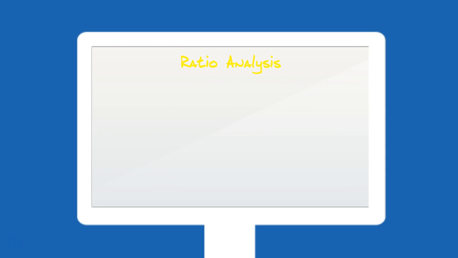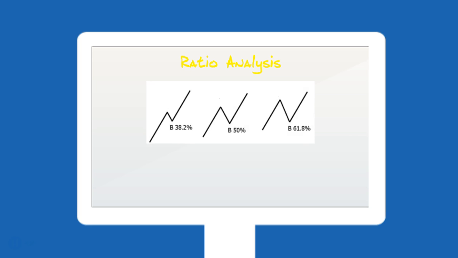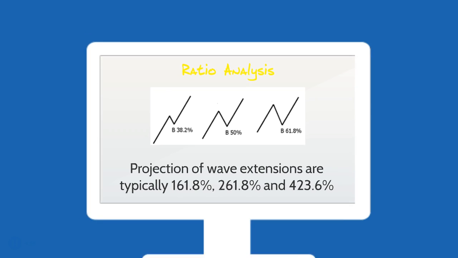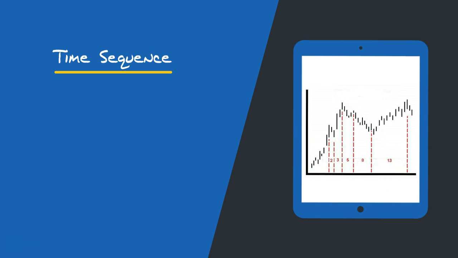Ratio analysis is the study that proportional relationships exist between the waves. The rule of divine proportion suggests that the market reacts to this law of nature. So with that said, we can use Fibonacci ratios to target the end of a move. For retracements, the most common ratios are 38.2%, 50% and 61.8%. For projecting wave extensions, the most common ratios are 161.8%, 261.8% and 423.6%.